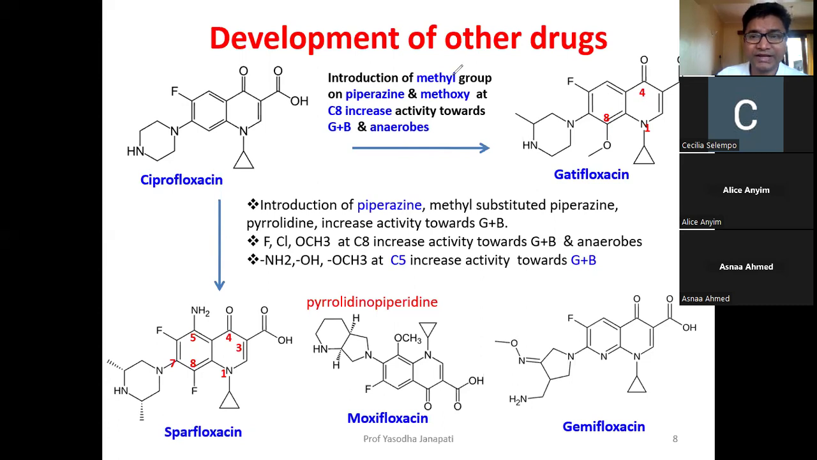So, introduction of a methyl group on piperazine. It is here now, you can see it is on the side chain, not onto the nitrogen ring. And a methoxy group at the 8th position. You can see it. We have the 6th fluorine group, which is having activity towards gram positive and anaerobes. Even bacteria which don't need oxygen to grow it can also treat, which is the drug called gatifloxacin.